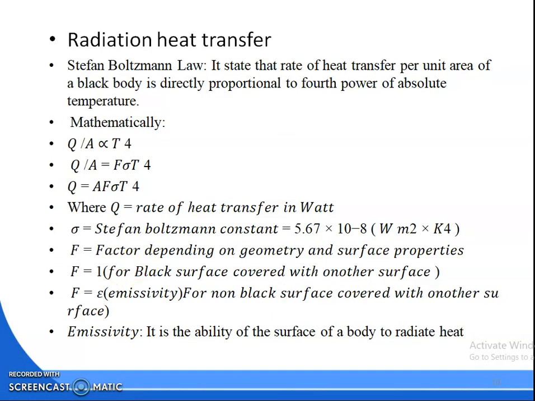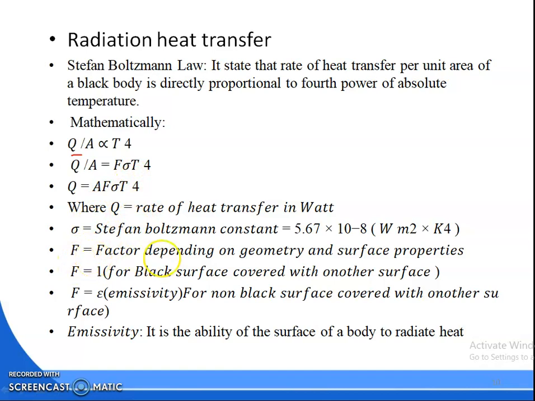Then radiation. What is radiation? It follows the law, that is the Stefan-Boltzmann law. It says that the rate of heat transfer per unit area of a black body is directly proportional to the fourth power of absolute temperature. So Q by A is directly proportional to T to the power 4. So Q by A is equal to F sigma T to the power 4. So Q is equal to A F sigma T to the power 4.